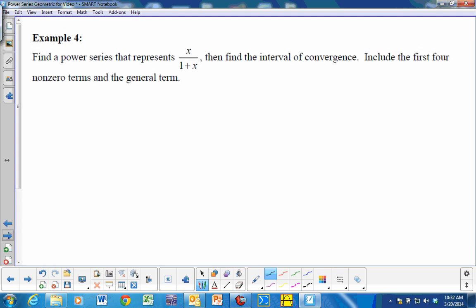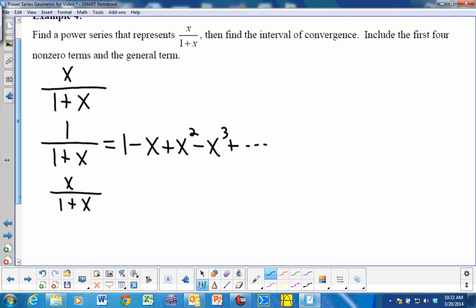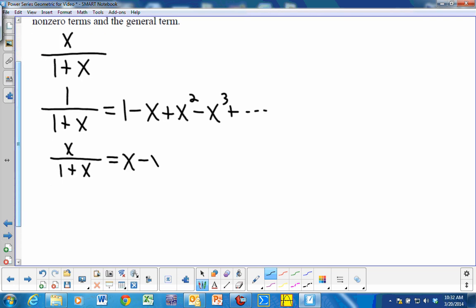All right, so let's go to example 4. So say we want to do x over 1 plus x. Well, we could use the geometric idea again. The difference is the first term here is x instead of 1. Or alternately, we could simply take this one that we already did. So that was 1 minus x plus x squared minus x cubed plus and so on. And all we have to do is multiply it by x.